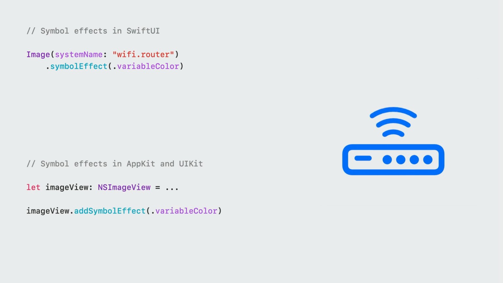It's easy to do this in AppKit and UIKit too. Just use the new add symbol effect method on an image view to add a variable color effect. I can configure the variable color effect using the dot syntax. Here, I change the effect to variable color.iterative.reversing, resulting in a different variable color animation. It's a great way to show that my app is connecting to the network.